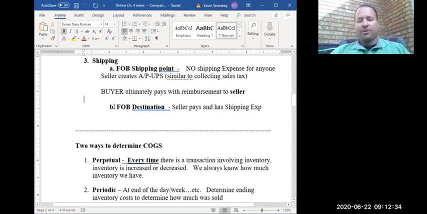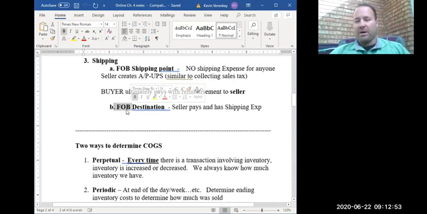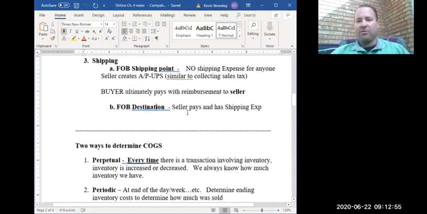When it's FOB destination, that means think of it as free to the buyer all the way until it gets to their place of business. It's free all the way until it gets to the destination. Free to the buyer. Instead of it saying free on board, think of it as free to the buyer all the way until it gets to their destination. Therefore, the seller is the one paying the shipper, and the seller has to bear that cost, no reimbursement. And this is the only one where we're going to have a shipping expense, is when the seller pays and they don't get reimbursed.